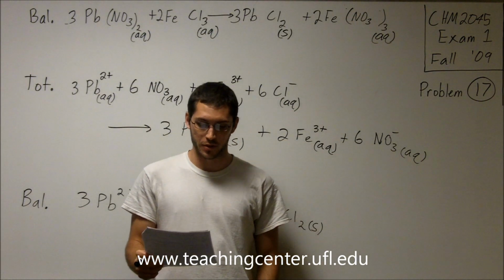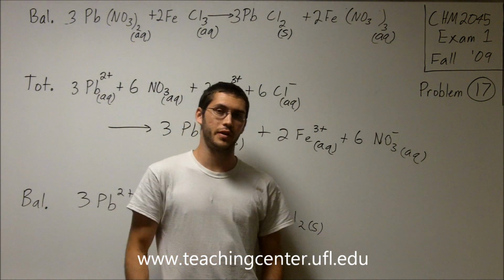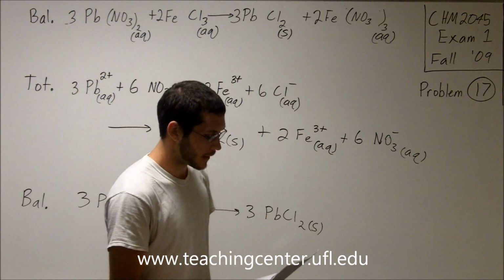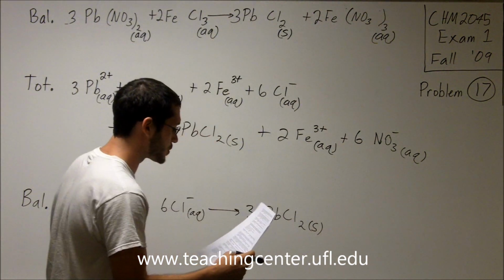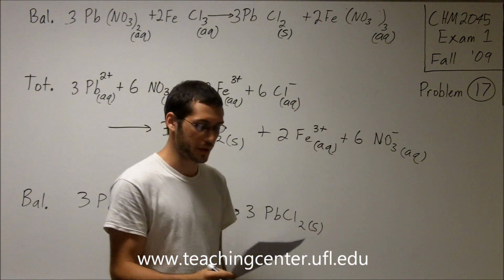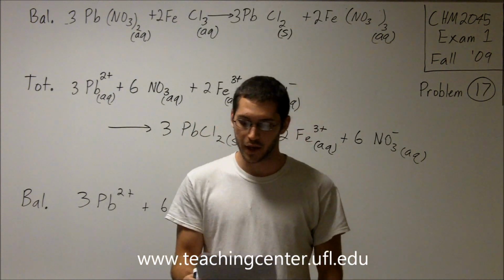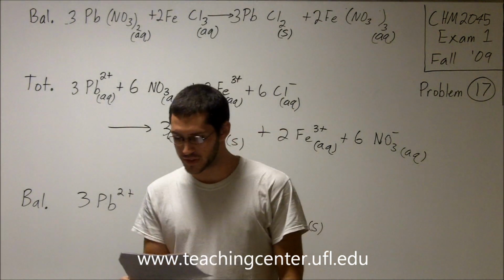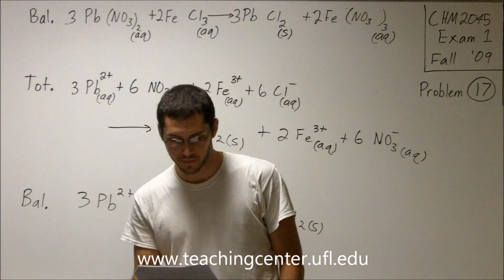Alrighty, welcome. This is number 17 from Chem 2045's Exam 1, Fall 2009 exam. Number 17 says, when aqueous solutions of lead-2 nitrate and iron-3 chloride are mixed, an ionic solid composed of lead and chloride ions precipitates. Which of the following is the net ionic equation for this reaction?